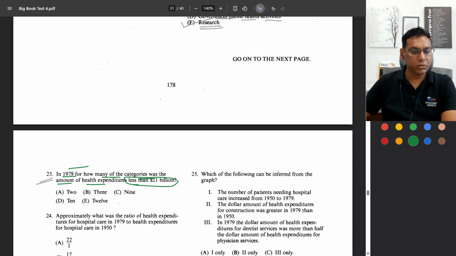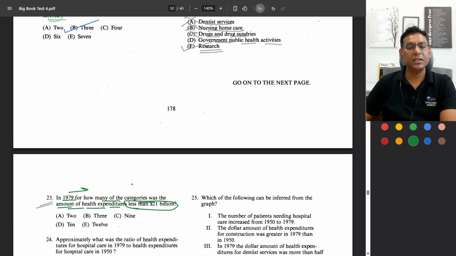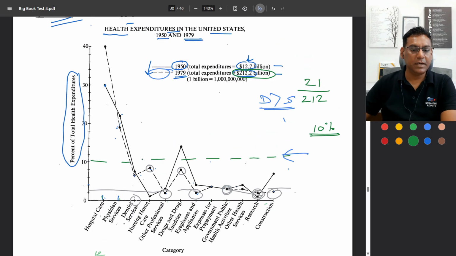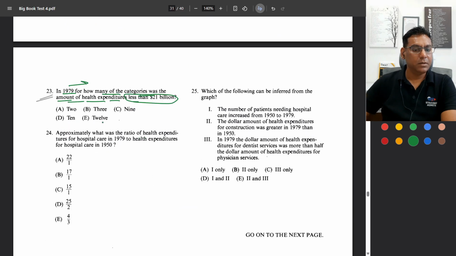Correct. So that means basically the question is, in how many categories was the expenditure less than 10% in 1979? That is less than 10% is this. In all years, it was less than 10% in 1979, except these 2 years. Otherwise, this was less than 10. So that's 1, 2, 3, 4, 5, 6, 7, 8, 9, 10. Correct? 10 years. That is going to be answer choice D.